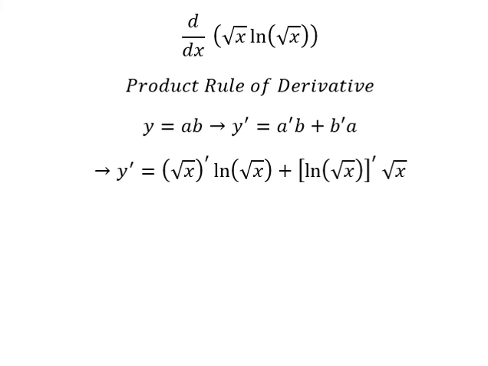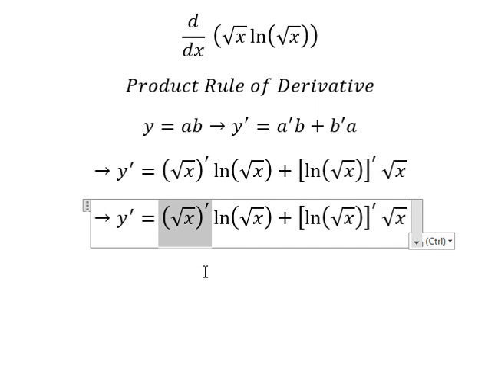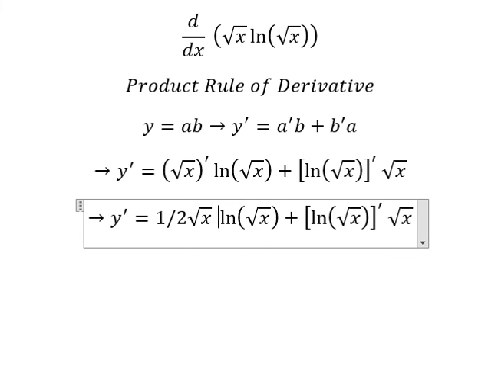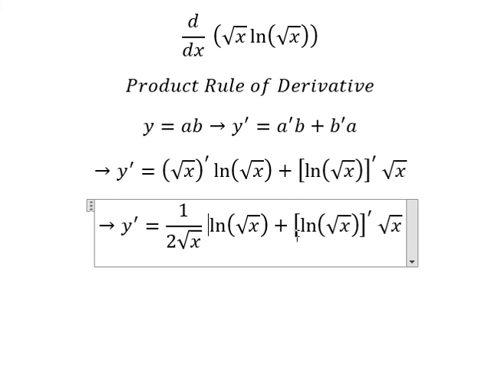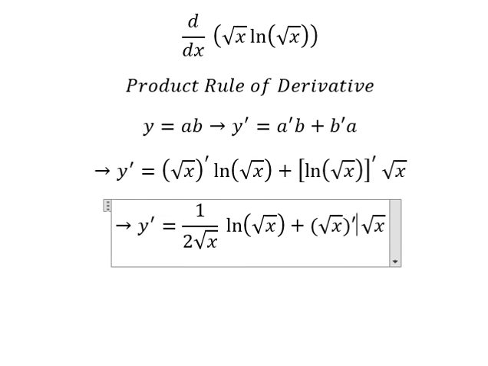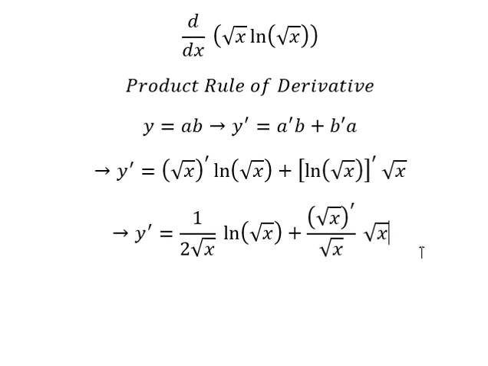Next, the first derivative of this one, we have 1 over 2 times the square root of s. This one, we need to do the first derivative of the square root of s, over the square root of s in here.